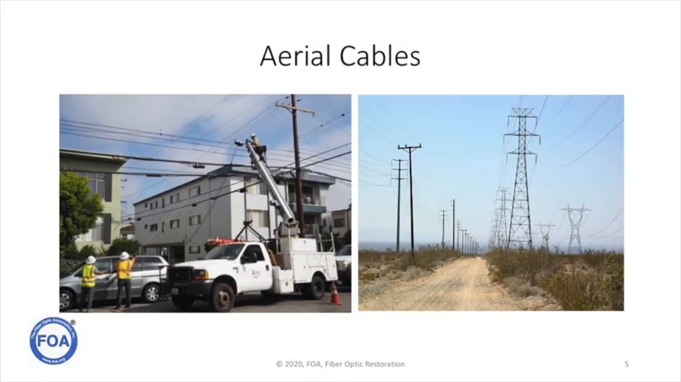A lot of fiber is also installed aerially, either on typical utility poles in urban and suburban areas, and on transmission towers like these shown on the right. Fiber is used as optical power ground wire at the top of the towers.